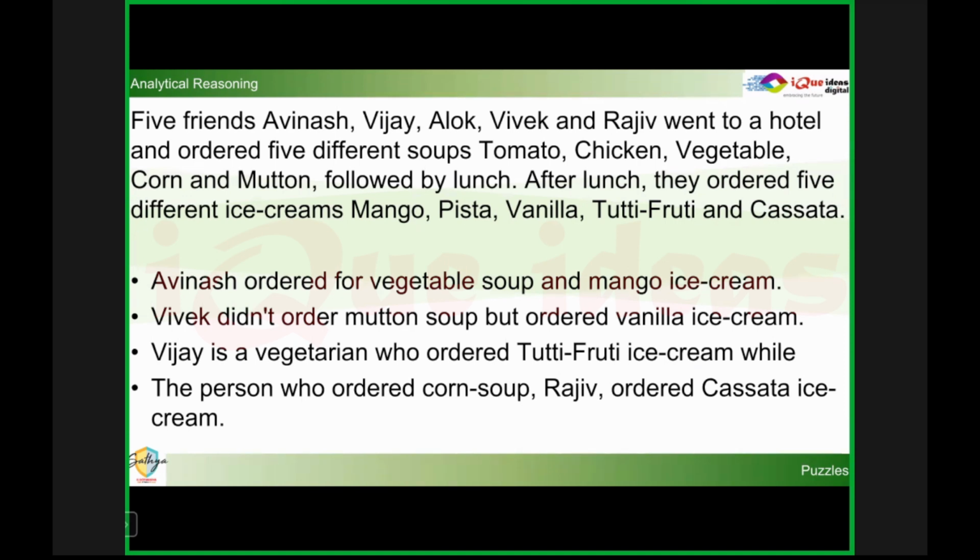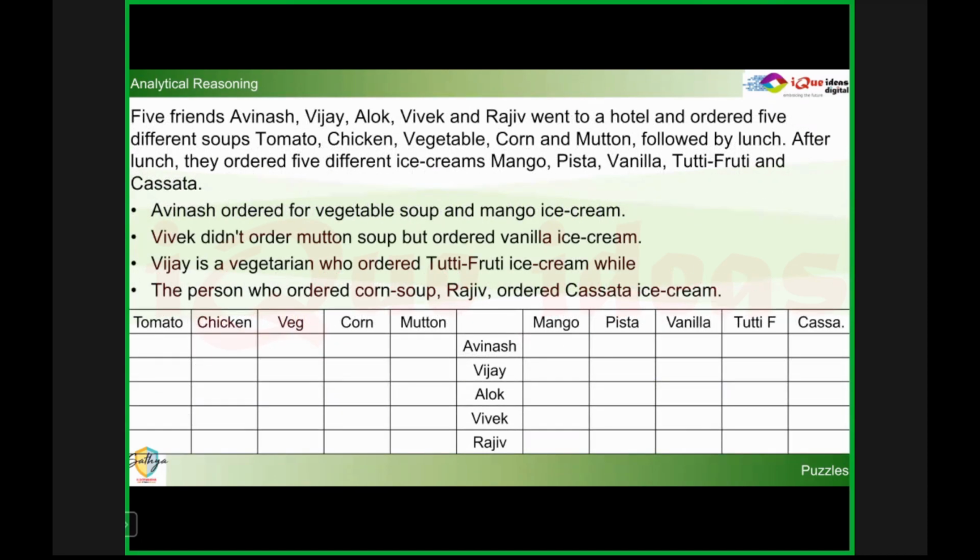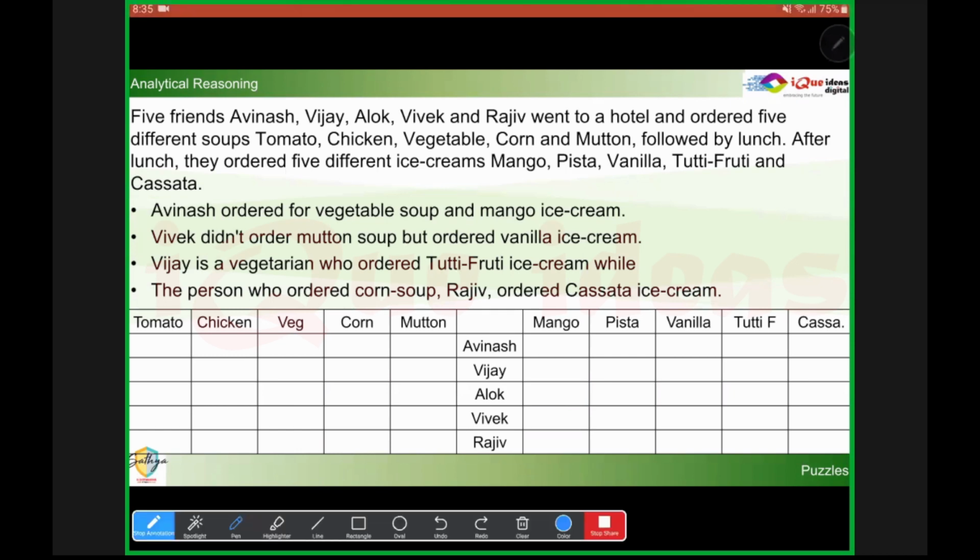So there are 5 friends who ordered 5 different soups and 5 different ice creams. The common factor here is the name of the friend. So I can create a table where I put the soups on one side and the ice creams on the other, right? Now, Avinash ordered veg soup. So for Avinash, I can put veg soup, which means I can eliminate the row and the column on the left side, and mango ice cream. So I can also eliminate one row and column on the right side.